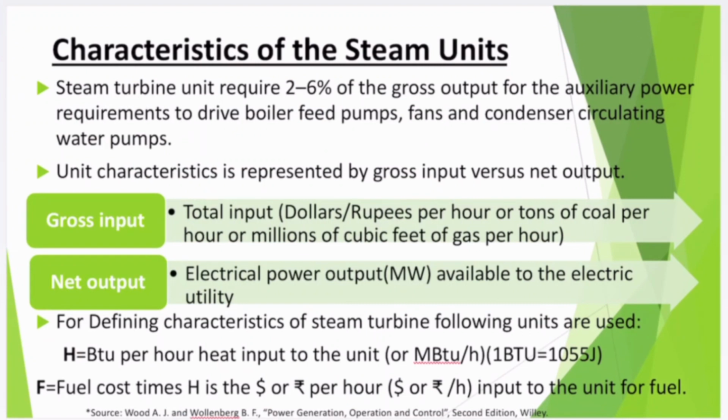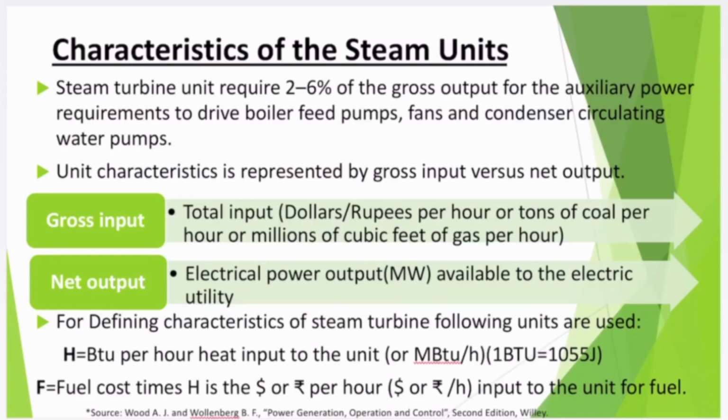Now, the characteristic of a steam unit is very interesting, because we need to understand what the input to my power plant is and what my output is. So we are very keen to understand the input-output characteristic of a thermal power plant or steam unit. As you know, steam turbine units require close to 2 to 6% of gross output for auxiliary power. So if you generate 100%, then probably 98 to 94% is available to me, and the rest is utilized for driving your boiler fans, condenser, water pumps, etc.